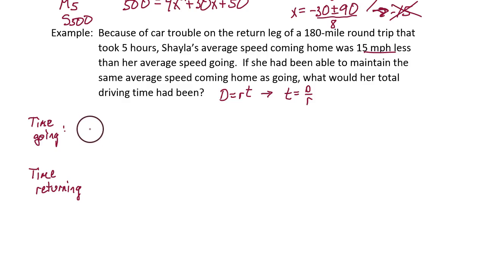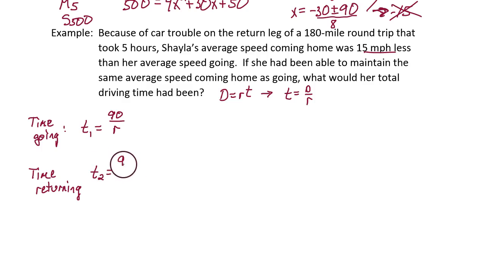The time it takes Shayla to go to her destination will be represented with the variable t, with a little 1 by it. That will be equal to the distance of 90 miles divided by her rate of speed. We don't know her rate of speed, so let's use the letter R to represent that. The reason I've used a subscript of 1 is because there's going to be a different time involved on the return trip, so we'll call that t2.